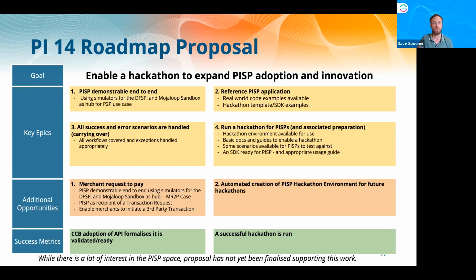Some additional opportunities we've identified would be implementing merchant request to pay. So at the moment, everything around PISP is only P2P. So that would be looking at, again, getting PISP demonstrable end-to-end using SIMs for the DFSPs, a sandbox at a hub, and meeting that merchant request to pay use case where merchants could initiate a third-party transaction on a user's behalf. And that would include PISPs as a recipient of a transaction request.